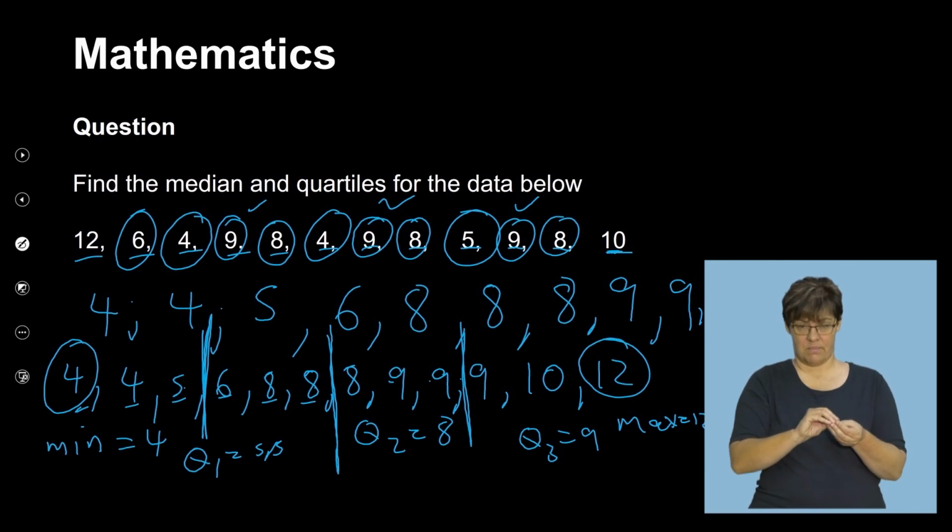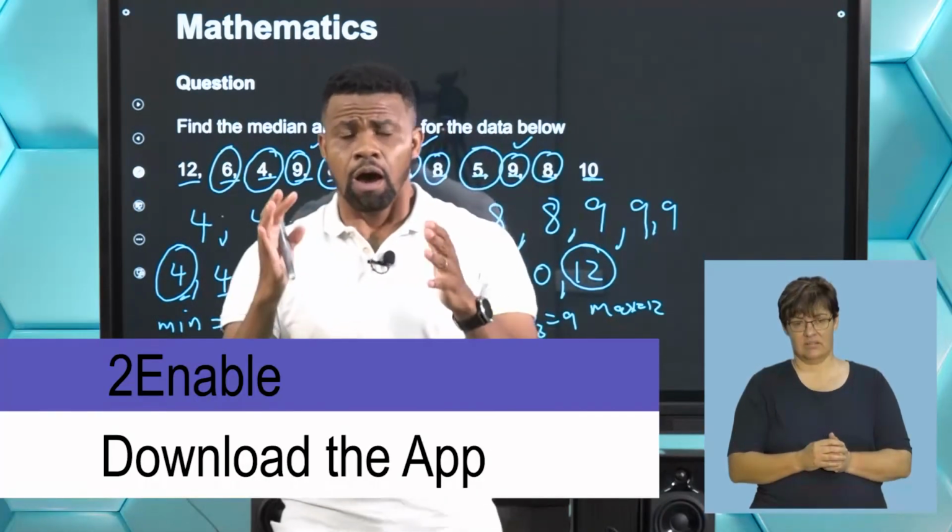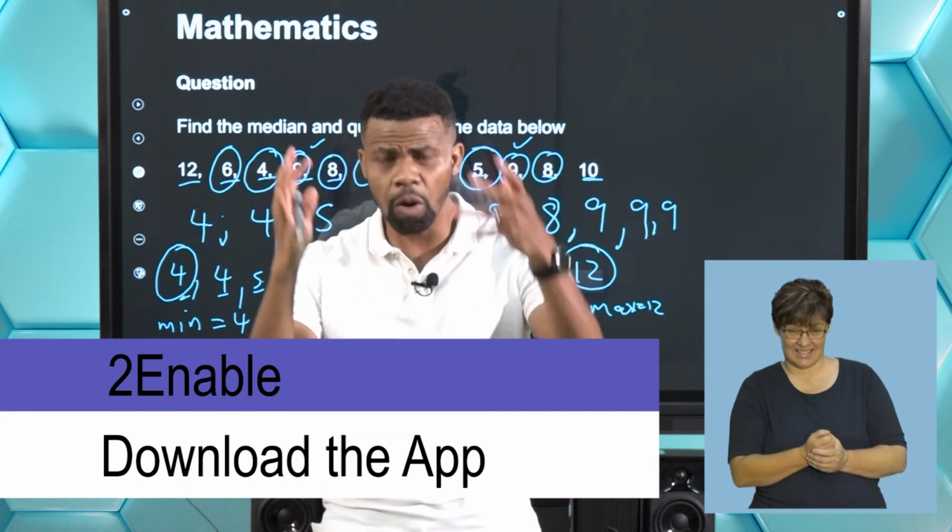So I have the 5 number summary. Okay, guys, so I hope this makes sense. We have our 5 number summary.